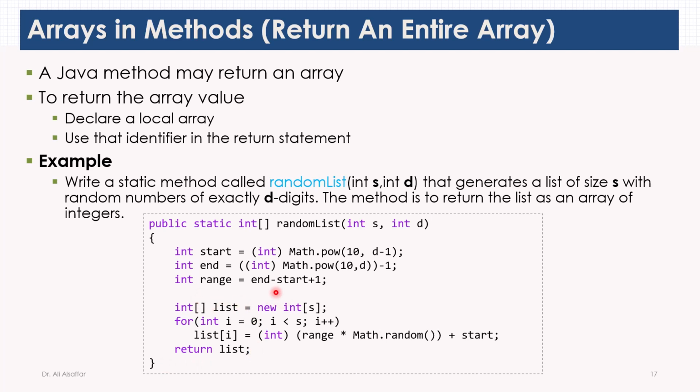So what is exactly returned by this method when we say return list? Remember that arrays are objects. So when you declare an array of size s, you are creating an object, and this object is pointed to by the name list. And when this method returns list, it is in fact returning the address of the array. So once this address is received, then we can save it into another array. Let me demonstrate to you how to use this method in a program.